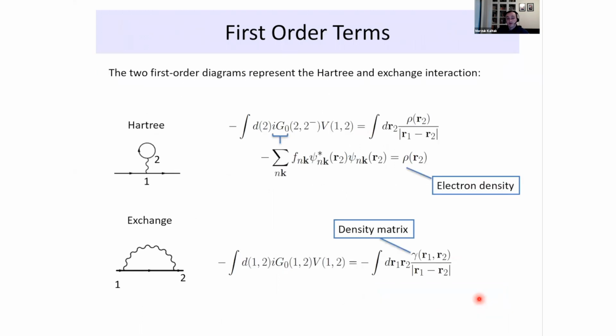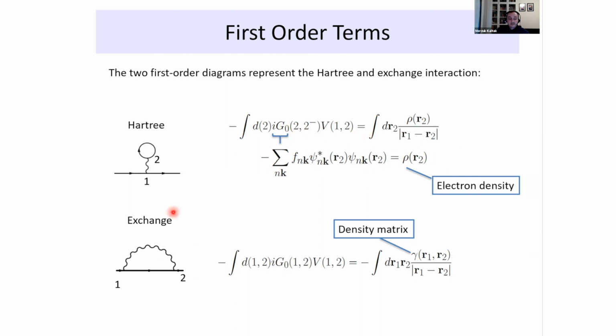Hartree-Fock. So let's first consider the Hartree contribution. So this is the first order term. There are just 2 first order terms, and one of them is the Hartree contribution. If you convert this contribution to an integral and carry out this integral, you will end up with the Hartree potential.